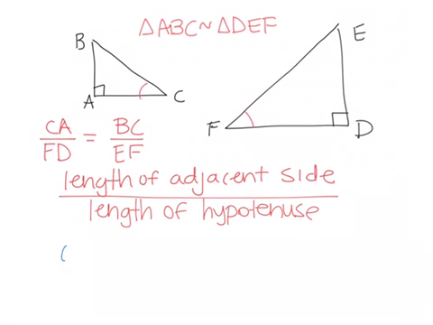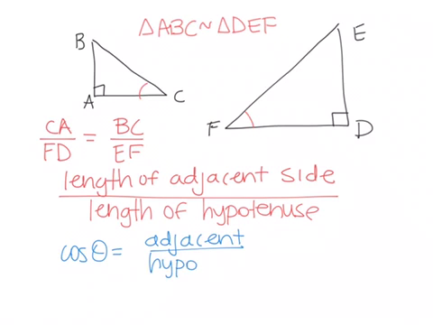So what we found out is that the cosine of the angle, again that's theta, like a 0 with a line in it, would be adjacent over hypotenuse. So sine was opposite over hypotenuse, and that's where we got SOH. So this is where we get CAH. Cosine is the adjacent over the hypotenuse.